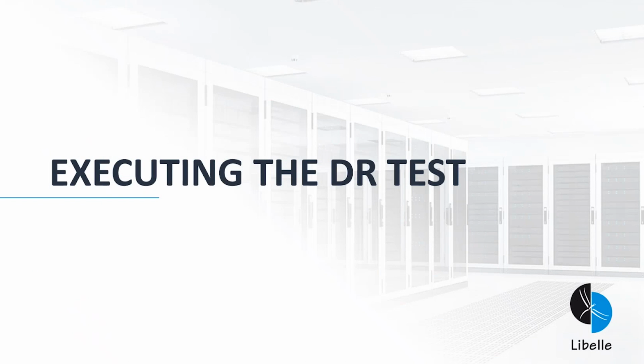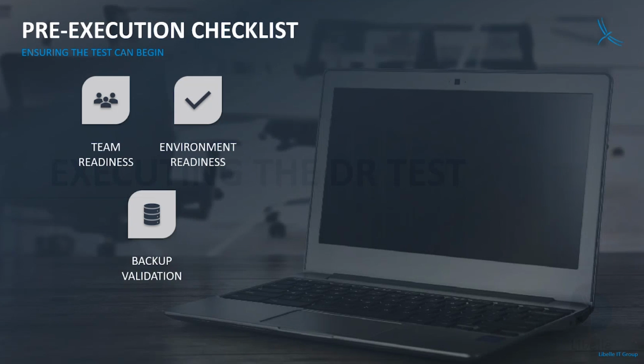Next, about the execution of the DR test. First, in the execution of the DR test, we go through our pre-test checklist. As mentioned before, we have to check the team availability and team readiness. We have to check that our environment is ready. We also have to check that our backups are available and healthy. And we also need to check that our rollback plan is available.